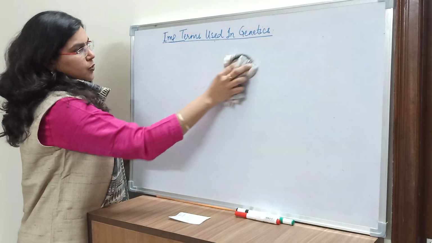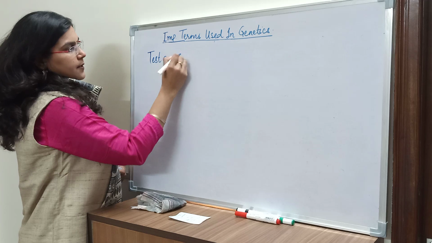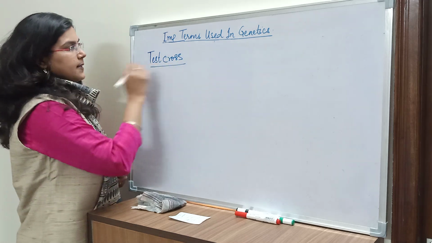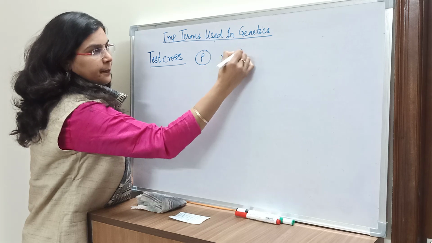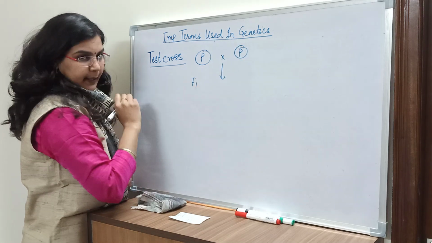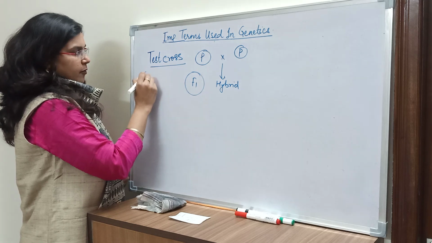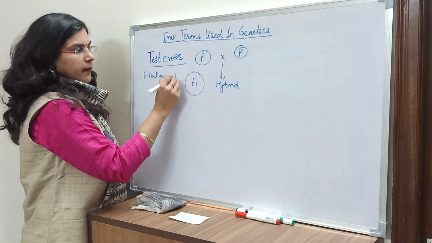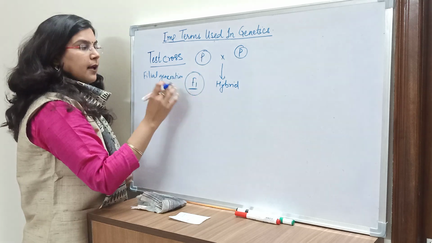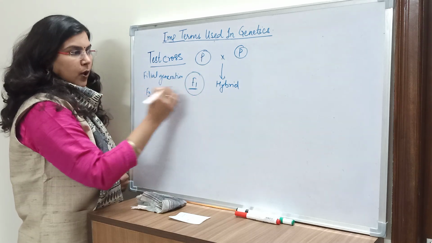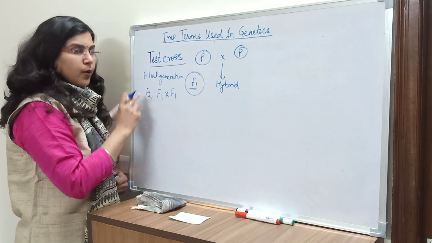Now we talk about two very important terms. One is known as the test cross. The other one I will discuss is the back cross. Let's take test cross first. We know that when we cross two parents, we get the F1 generation, which is a hybrid. What is F1? This is known as filial generation, right? The first hybrid progeny that you get after crossing the parents is F1. The next would be the F2 generation, which we obtain by crossing or selfing the F1 individual.